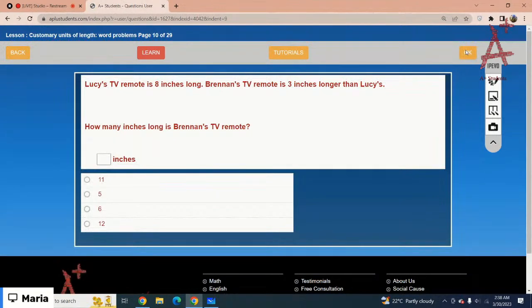Lucy's TV remote is 8 inches long. Brennan's TV remote is 3 inches longer than Lucy's. So longer you have to add. So 8 plus 3 makes, yes, 11. That means the length of Brennan's TV remote is 11 inches. Got it?